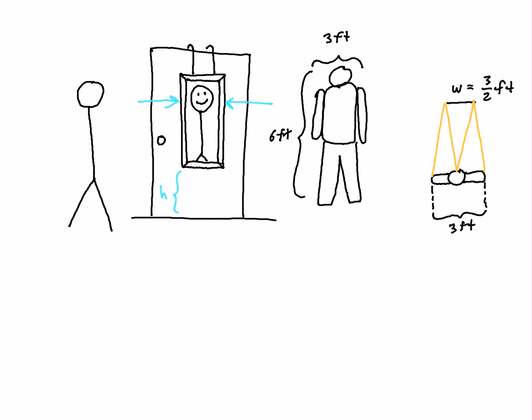Now for homework, how close to the ground does the mirror have to be? How close to the floor does the mirror have to be in order for this person to be able to see their feet? That's homework problem 2. How close to the floor does it have to be? In other words, what is the maximal value of h that will allow this person to be able to see their feet? We're now going to derive something called the lens equation.